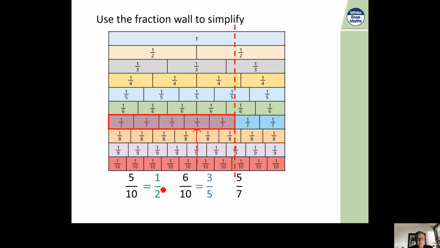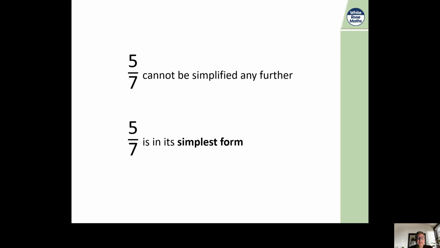5/7. So 5/7 cannot be simplified any further. 5/7 is in its simplest form. So that's to say we can't find a number we can divide both of those by. What would be another way of thinking of that? Thinking about your learning of factors.